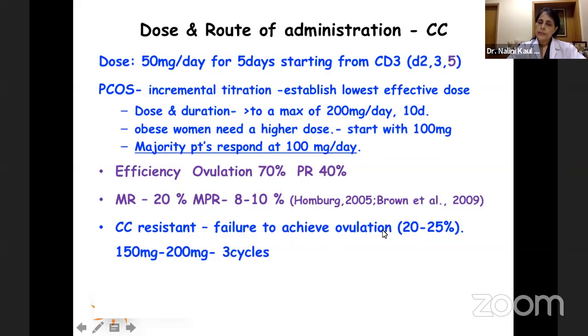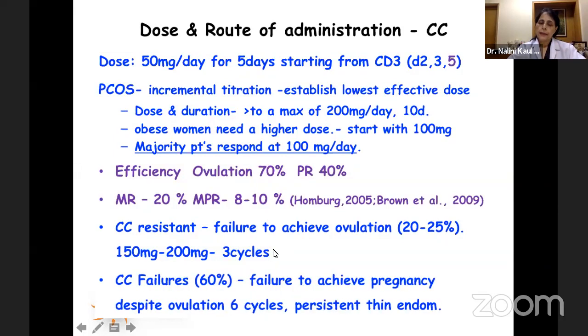Now, 20 to 25% of these patients whom you're giving clomiphene will fail to achieve ovulation, even with the highest doses. And if you've done a couple of cycles and it hasn't happened, it's best to change. In another 60%, ovulation is achieved, but they may either have a persistently thin endometrium and therefore not conceive, or fail to conceive despite everything else being normal, and then again, you need to move on.